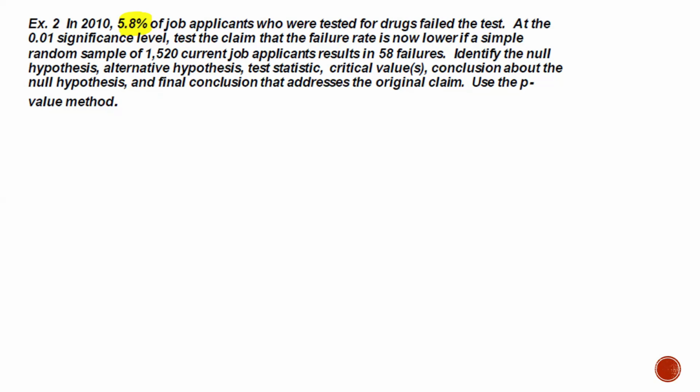Okay, suppose people are brighter now and the economy is different than it was then. So we're testing the claim that the failure rate is now lower. Imagine Regina thinks that percent of people failing seems way too high to her, since people who are on drugs just don't apply for these jobs. So that's her claim. Then she gets a random sample of 15, 20, that's the sample size, and it results in a certain number of failures.